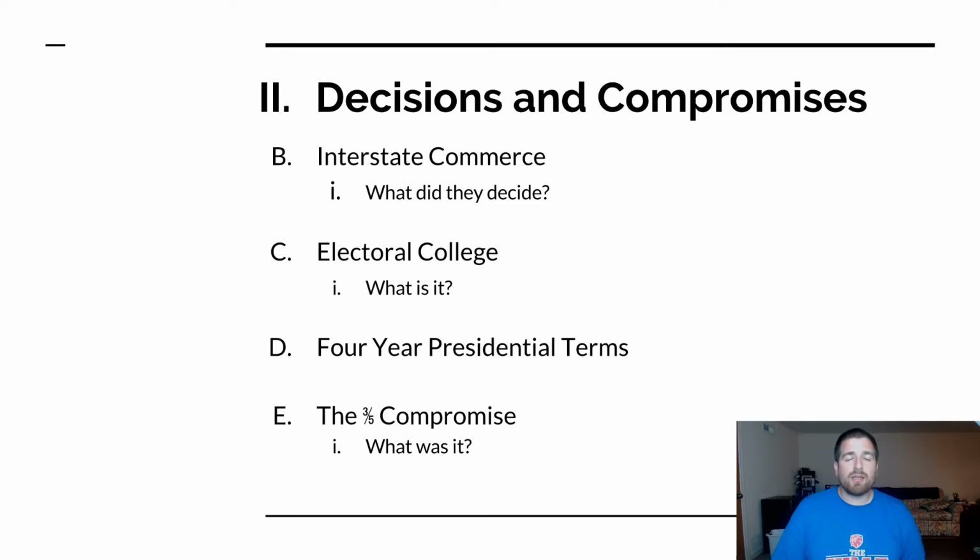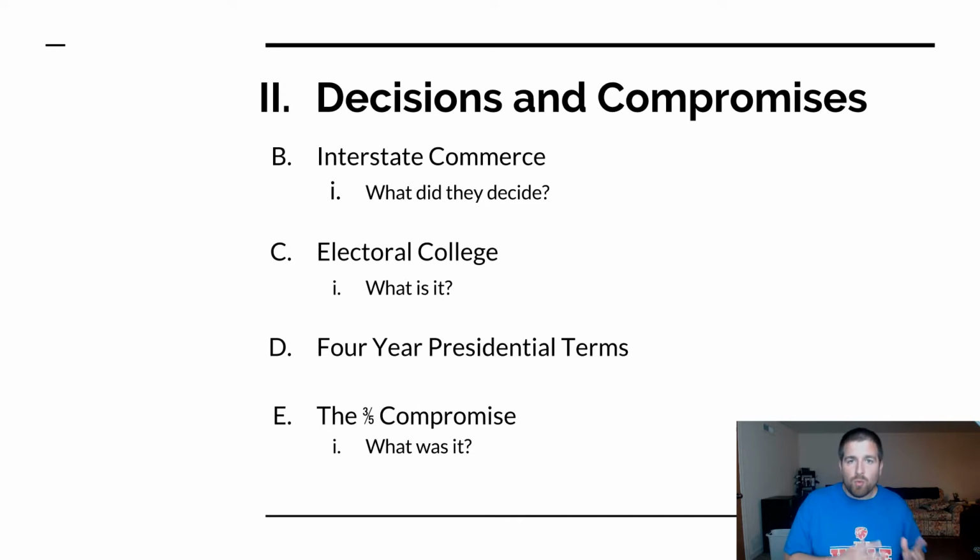Lastly, they come up with something called the 3/5 Compromise. This is hopefully familiar to you from earlier American history classes, but let's review it a little bit. So basically, there is a dispute between northern states and southern slaveholding states. Southern states want slaves to be counted as part of their population so they can have more representatives in the House.